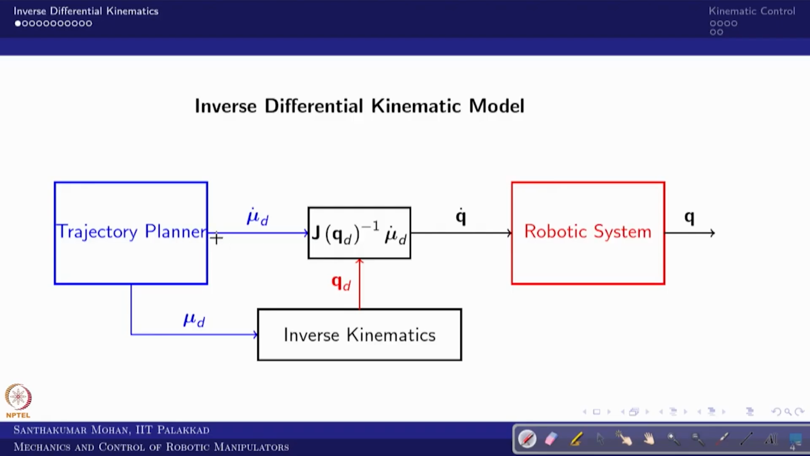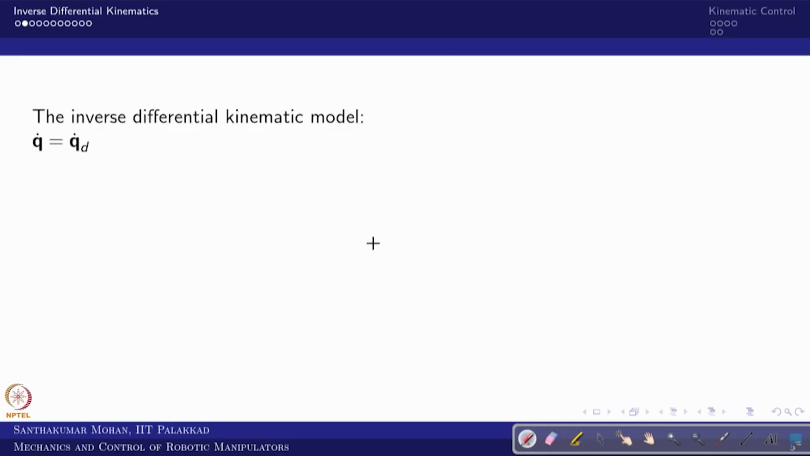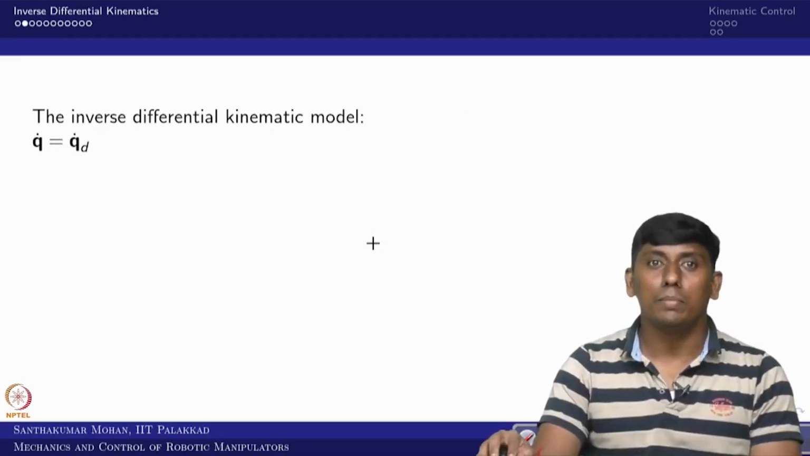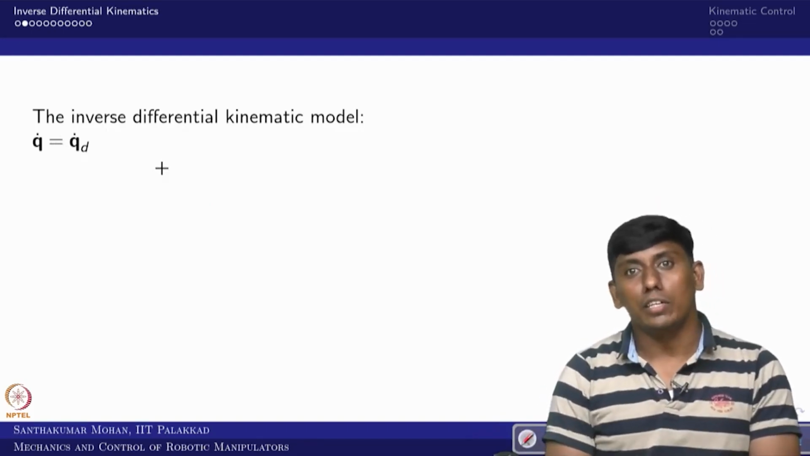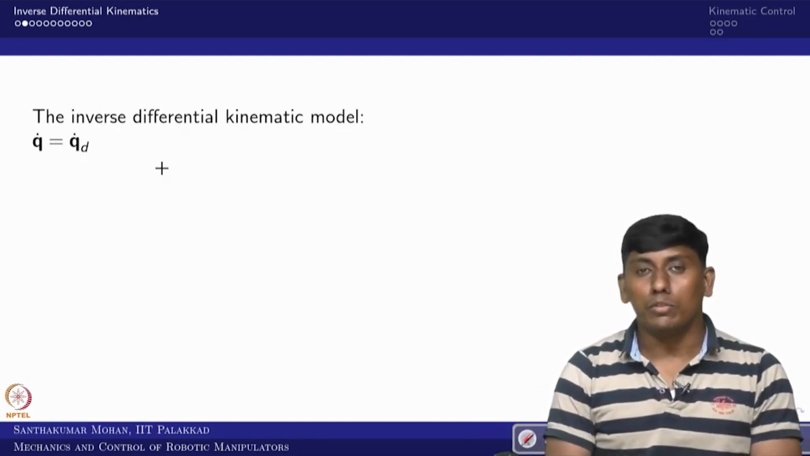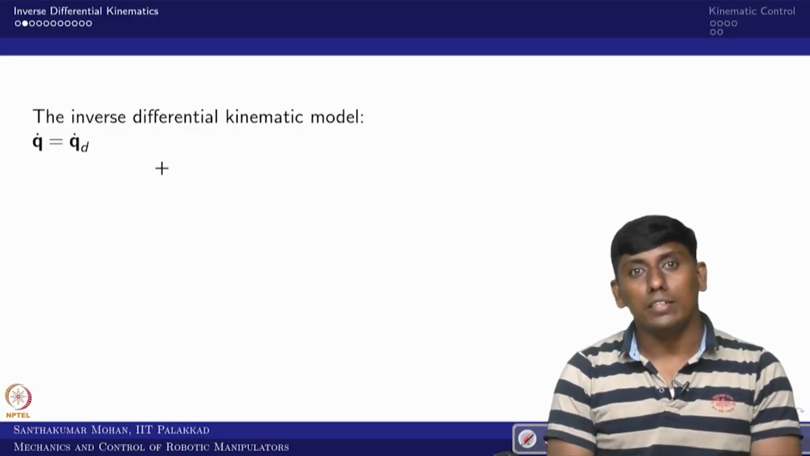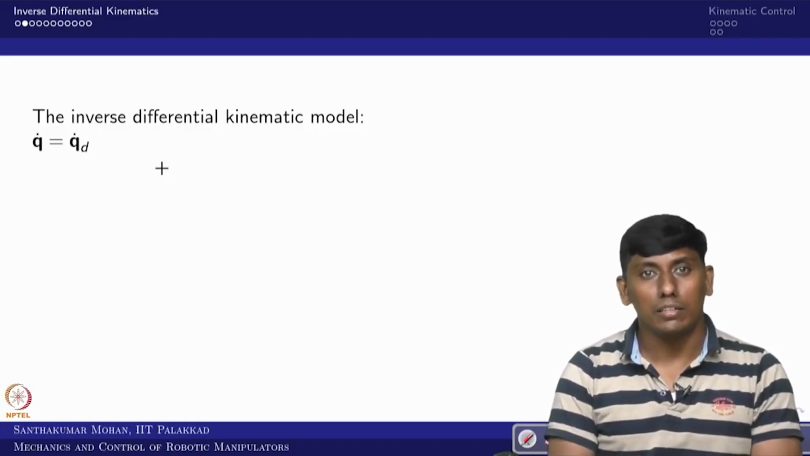Even if the trajectory planner is giving the joint space directly, that is, q dot desired, then it is straightforward, where q dot can be written as q dot desired. That's why I have not plotted that picture here. However, we can see in Matlab how to do it. The first one is in the joint space, where q dot can be considered as q dot desired. This is the inverse differential kinematic model. Here we assume that it is straightforward, where the desired is known and we assume that is the actual.